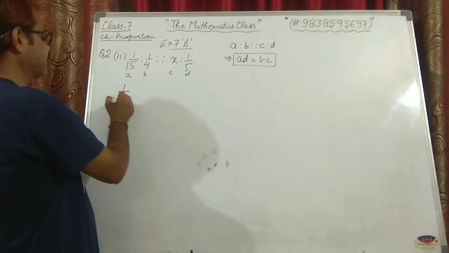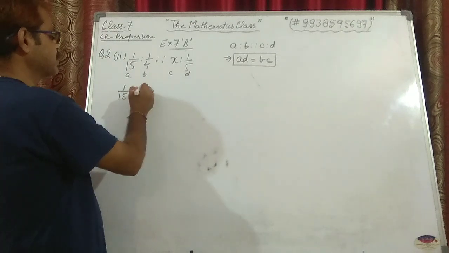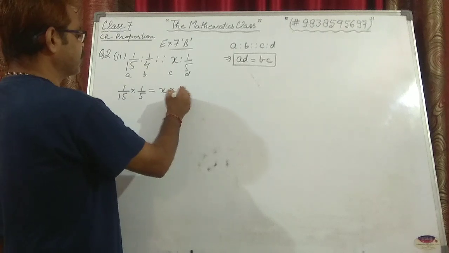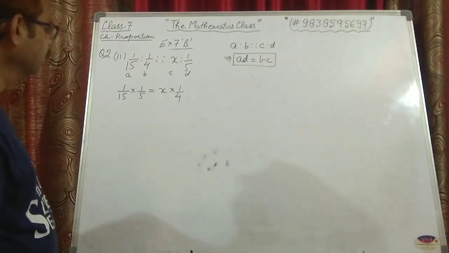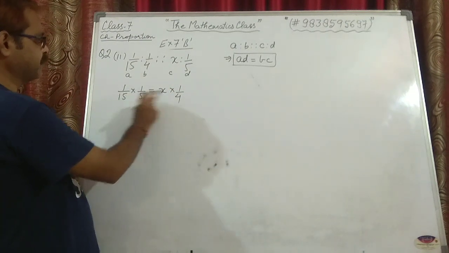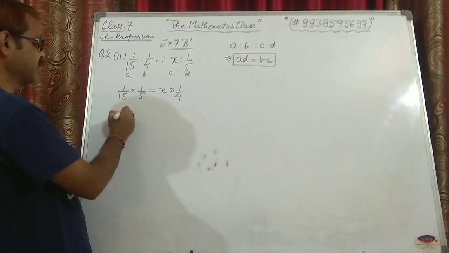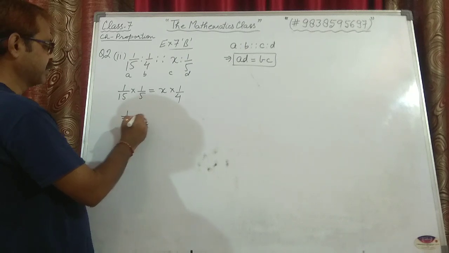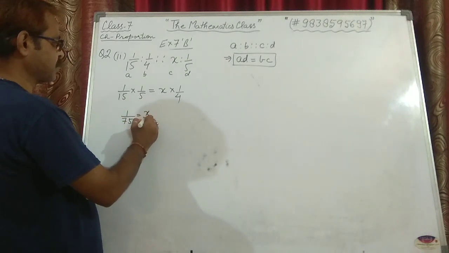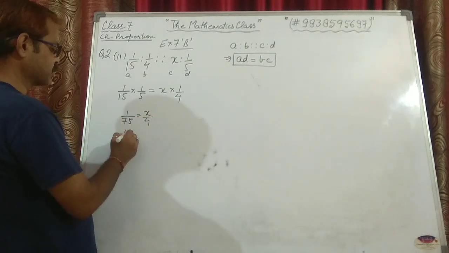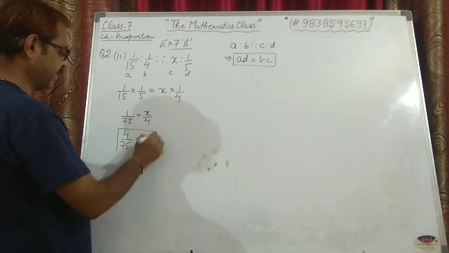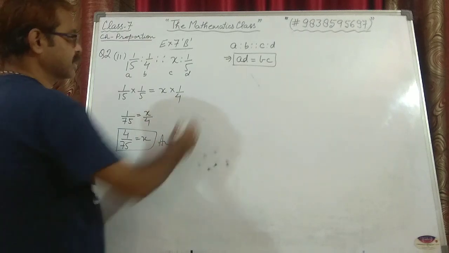So 1 upon 15, A into D is 1 upon 5, must be equal to C into B, x upon 4. This 15 into 5 and this 4 will come to this side. So 1 into 1 is 1 upon 75 is equal to x upon 4. So 4 comes to this side, 4 upon 75 is the value of x. This was the second part.